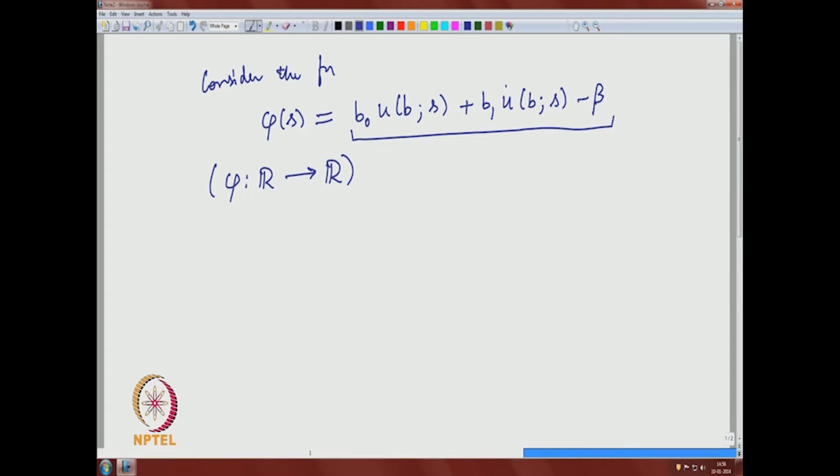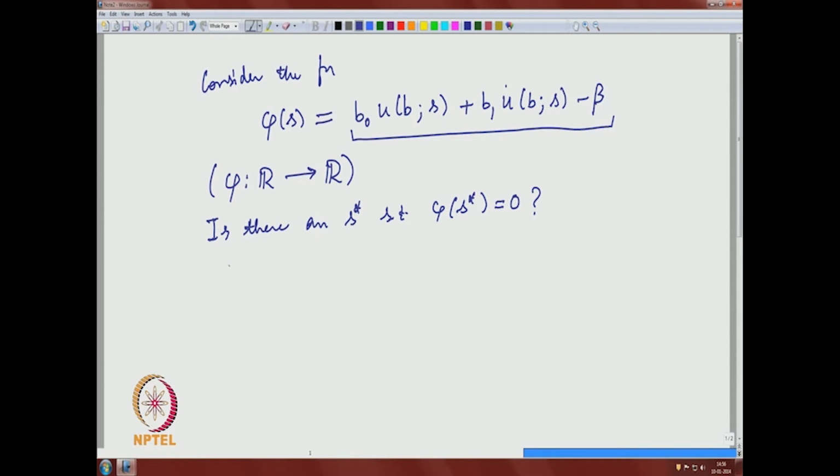Okay. So, now ask the question: is there an S star such that phi of S star is 0? That is the question. Remember this phi is a function from R to R, so there is no guarantee that there is a root of that thing.